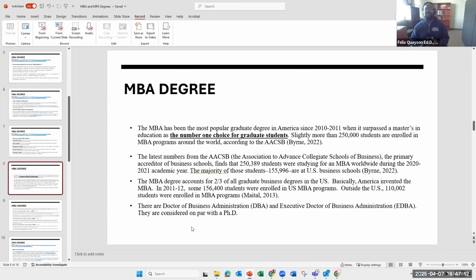2011 to 2012, about 156,400 students were enrolled in US MBA programs. Now, outside the US, you had 110,002 students who were enrolled in an MBA program. So those statistics still show that the majority of MBA graduates or students are still in the US.